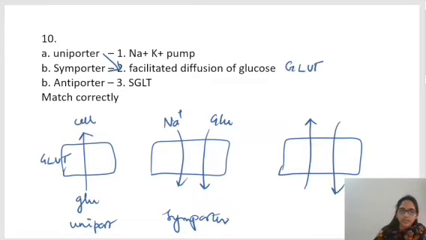This is a symport. Yes, so symport is the sodium glucose transporter, and antiport is the sodium potassium pump. We've already seen sodium is pumped out and potassium is pumped inside the cell. So here they move in opposite directions. So the antiport example is the sodium potassium ATPase pump.